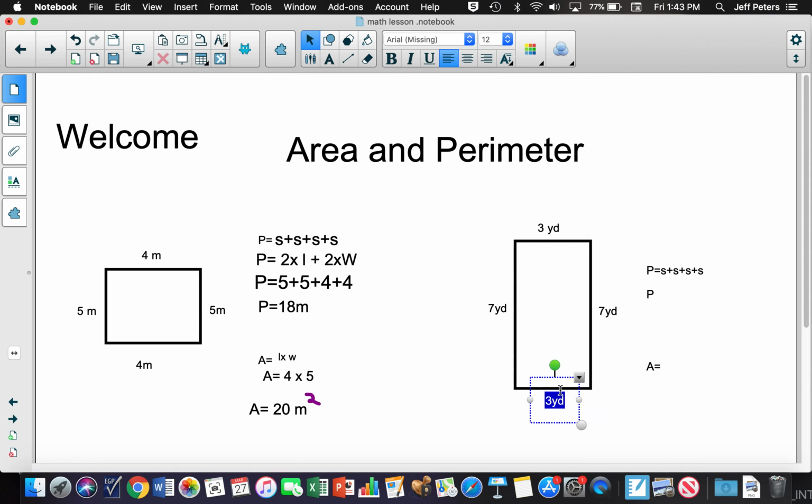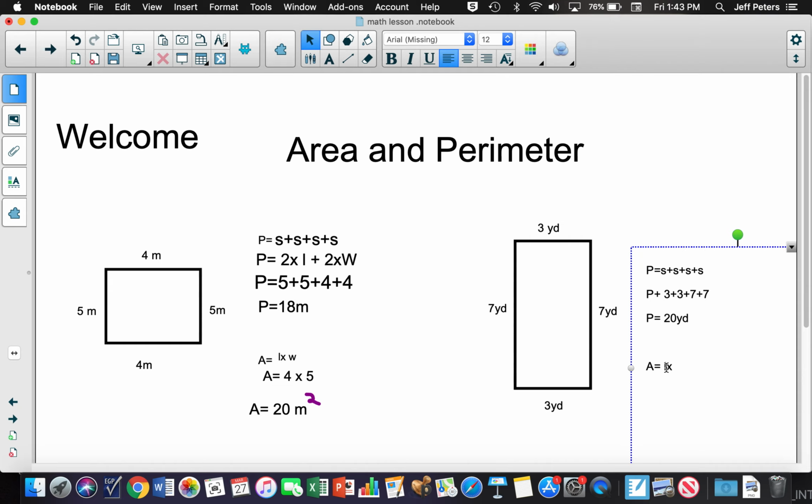Make sure you're following along as we're going through this, okay, boys and girls? So now we can go ahead and fill in our values. We have 3 plus 3 plus 7 plus 7. And we have P equals 20 yards. Awesome. And then let's move on to area.